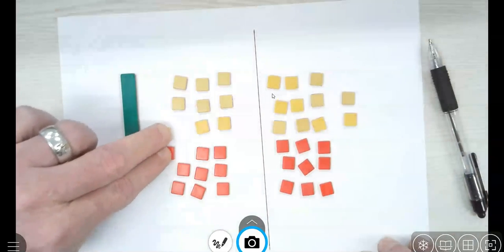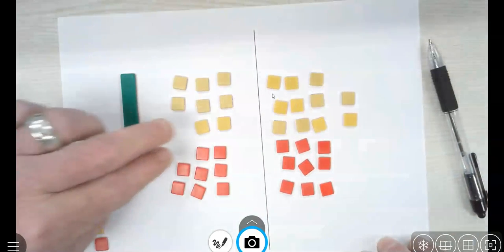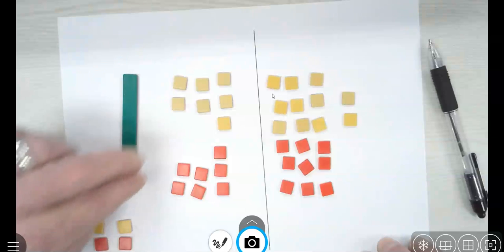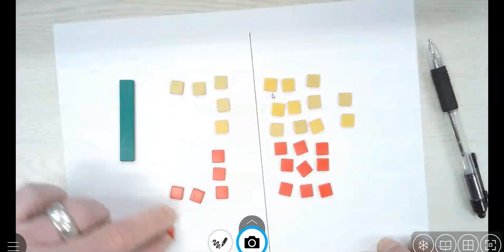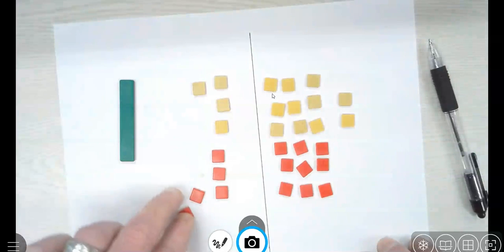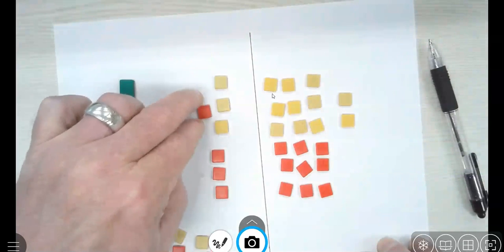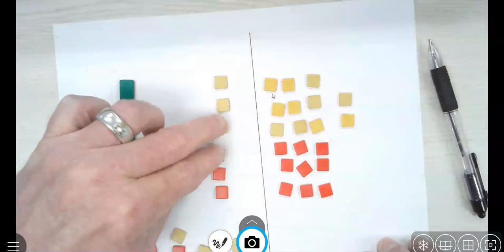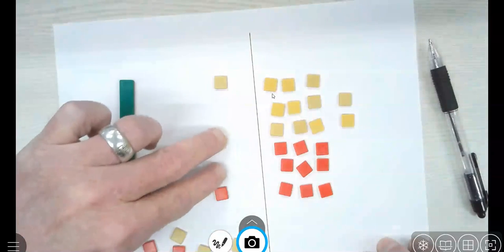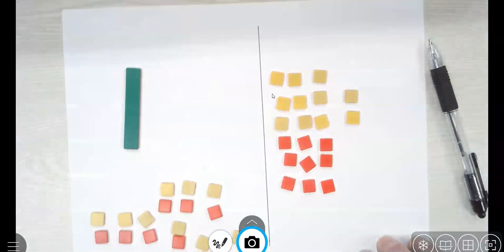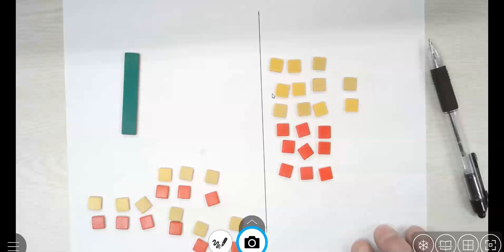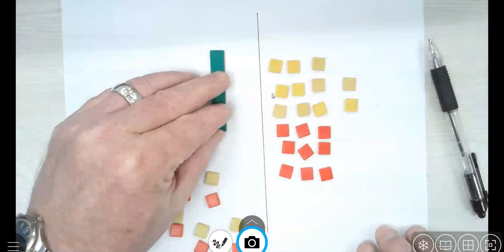So I can get 2 of them, and there's 1 zero pair. Another zero pair. 3, 4, 5, 6, 7, 8, 9. So I've created 9 zero pairs, and I'm removing them from the left, leaving me with just the x.